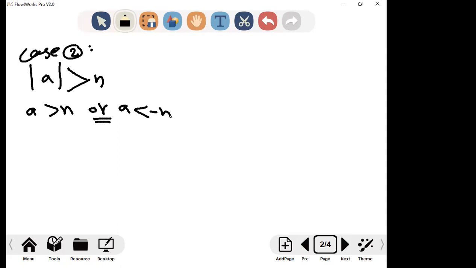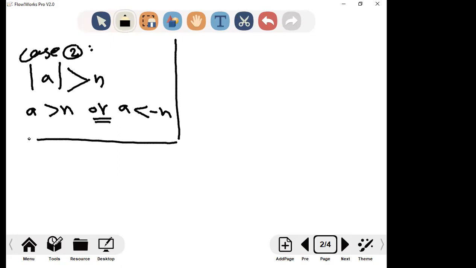So here we have 2 cases. Case number 1, if absolute value of A is less than N, we took it and worked on it. Case number 2, if absolute value of A is more than N. Less than, we deal with it as and. More than, we deal with it as what? Or. And we have a difference between and and or, right? This is case number 2.